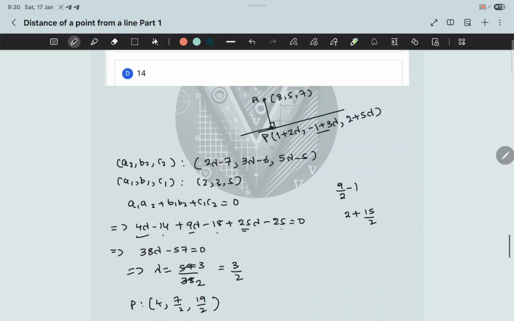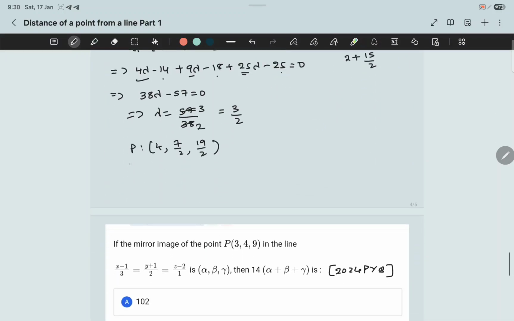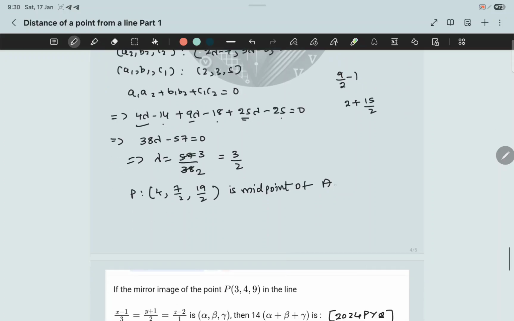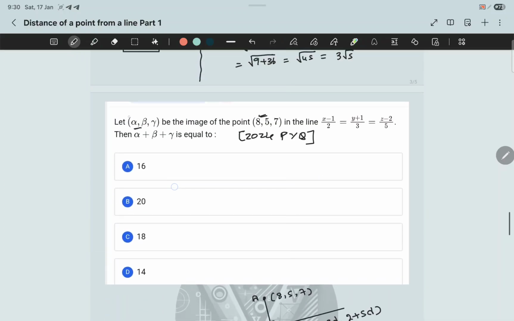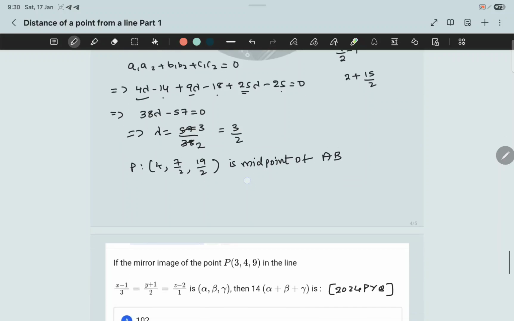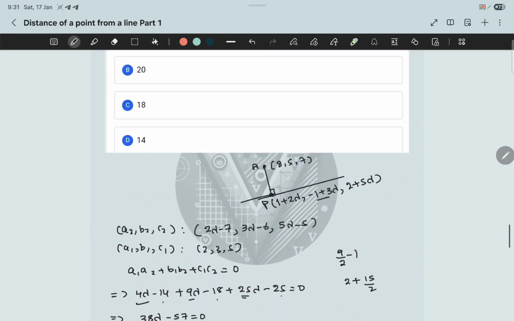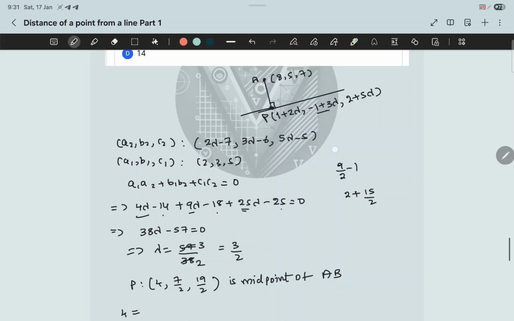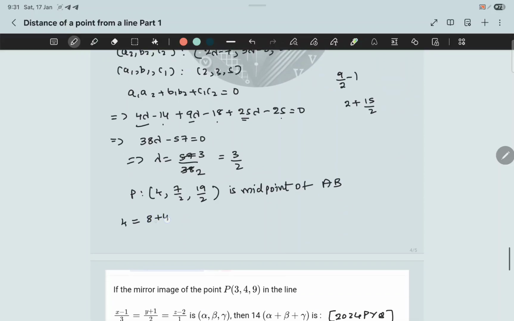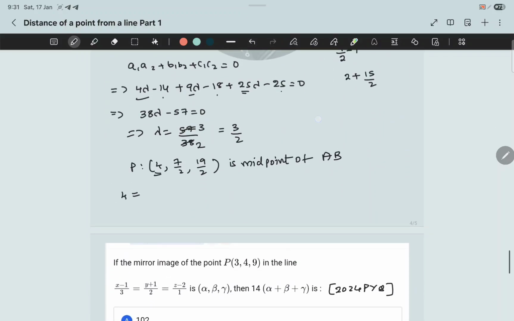So now we need alpha, beta, gamma. Point to be noted is point P is midpoint of A, B. What is B? B is the image. So we can say 4 will be equal to x1 plus x2 by 2, that is 4 is equal to 8 plus alpha divided by 2. So that means 2 into 4 is 8. Alpha will be equal to 0.